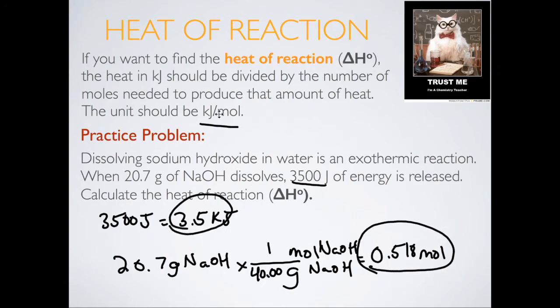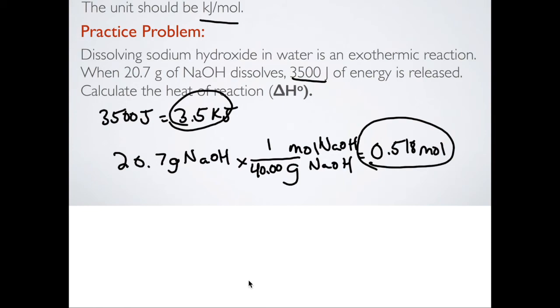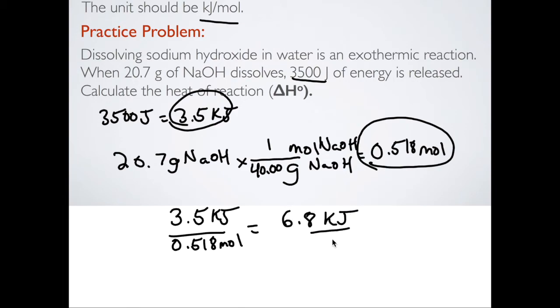Now I'm going to take these two answers. If I want kilojoules per mole, and I have my kilojoules, and I have my moles, I'm simply going to divide these two to get my final answer. So I have 3.5 kilojoules. I'm going to divide by 0.518 moles. And when I divide those two, I get 6.8 kilojoules per mole.